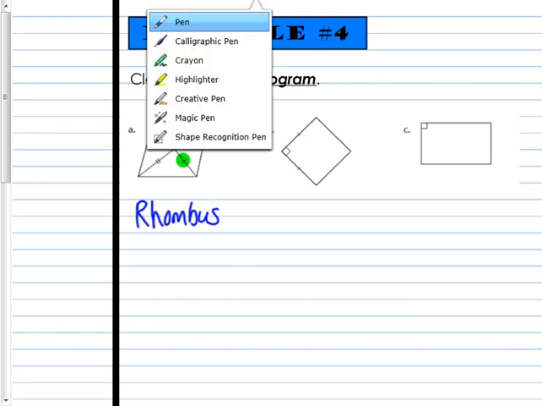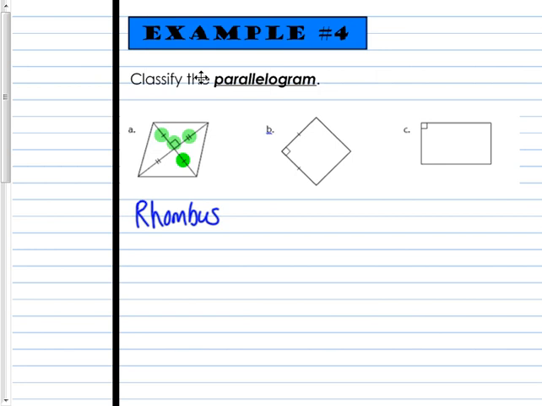Next up, looking at the next one, we know that in a parallelogram, opposite sides are congruent. So in a parallelogram, we already know the opposite sides are congruent. So this side is congruent to that side, and that side is congruent to that side. Well, what I see now is that all the sides are congruent. Okay, so that means it either has to be a rhombus or a square.